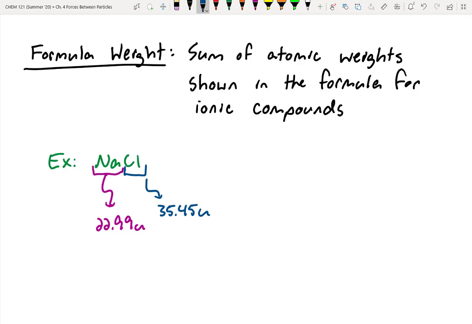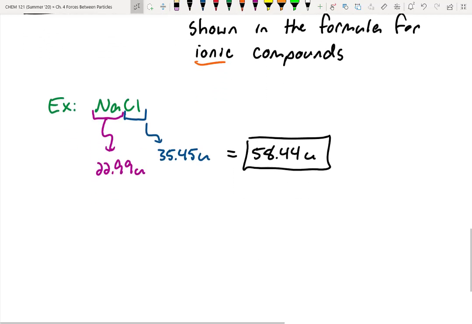If we go ahead and add all of these together, we're going to get our formula weight, which in this case is going to be equal to 58.44 U. That doesn't mean that the entire crystal lattice weighs this amount. It just means that the simplest ratio of cations to anions weighs this amount. This is different than molecular weight. If you notice, we're saying that this is specific for ionic compounds.